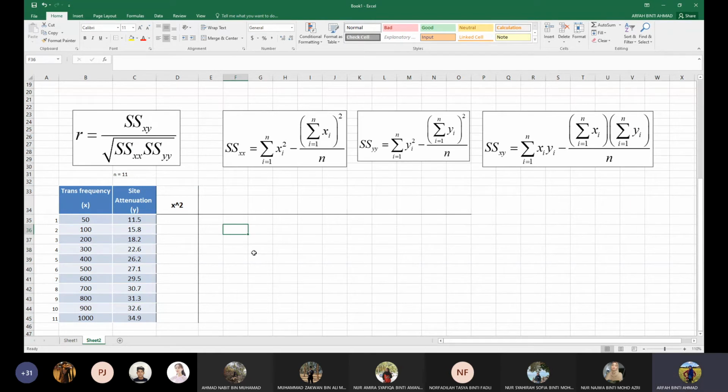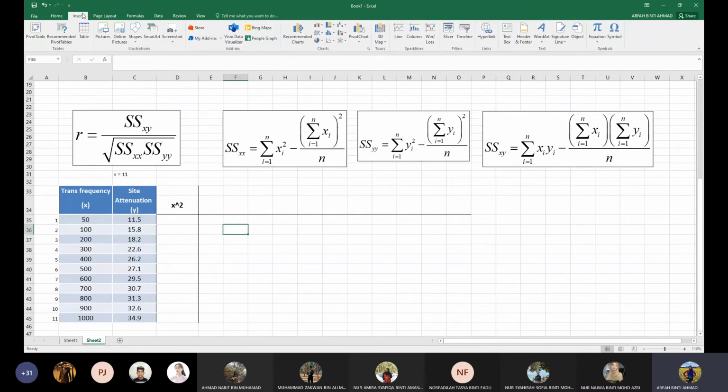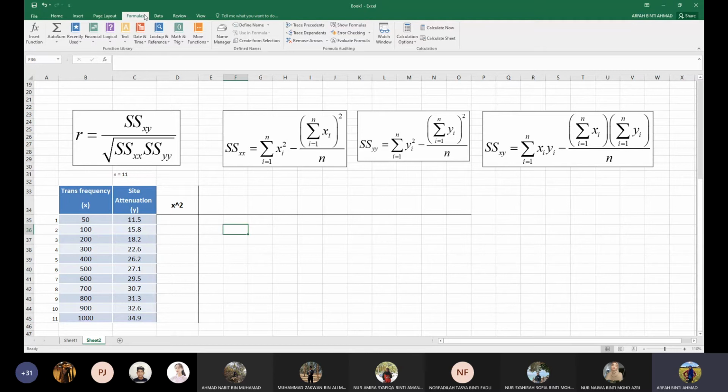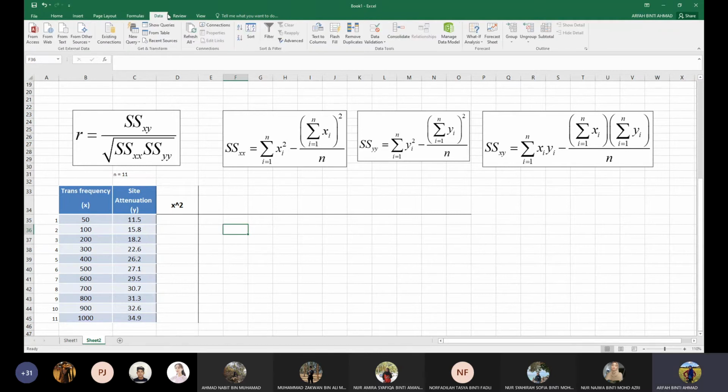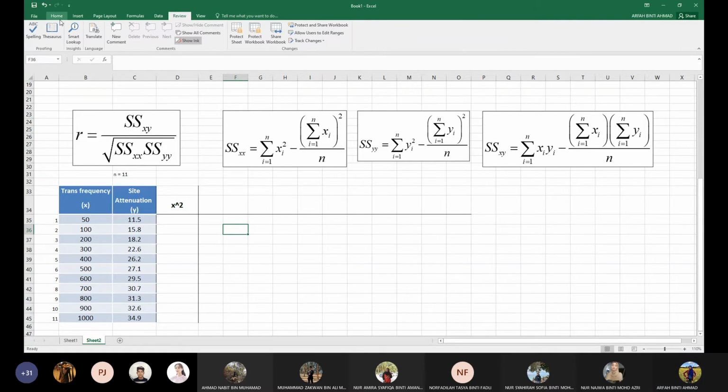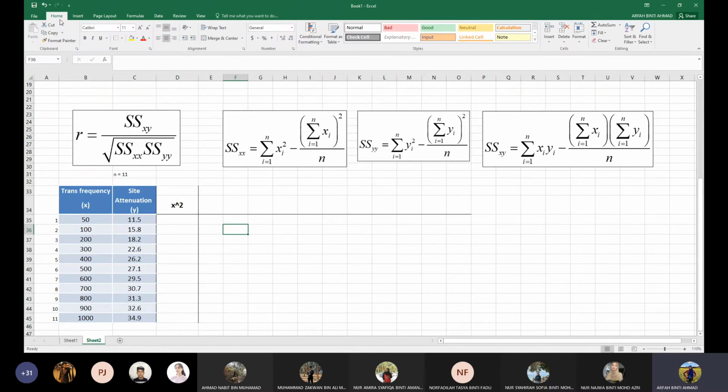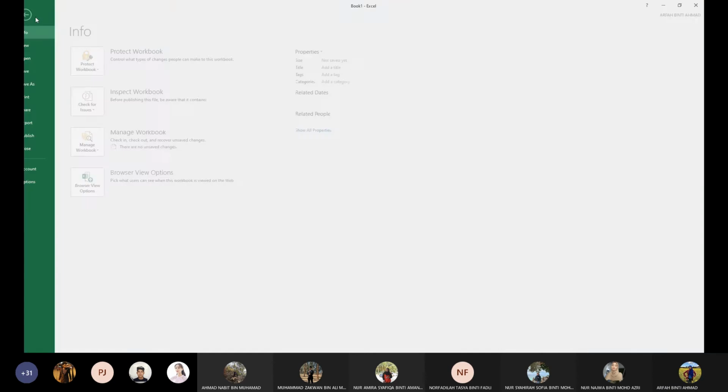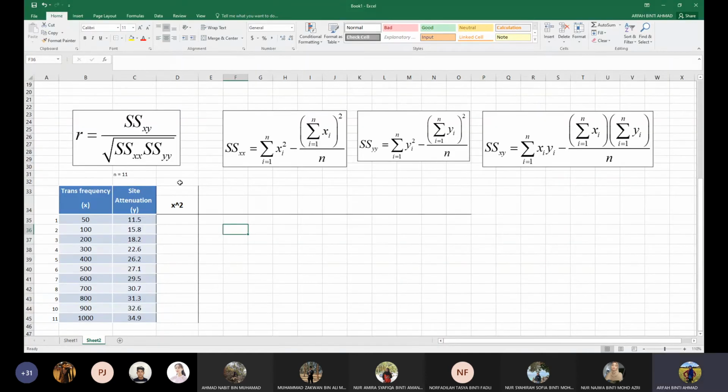Dah copy tak data tu? Kalau belum copy, saya bagi masa. Copy dulu. So, kita nak menjawab this one. SSXX. This Excel doesn't have any drawing.